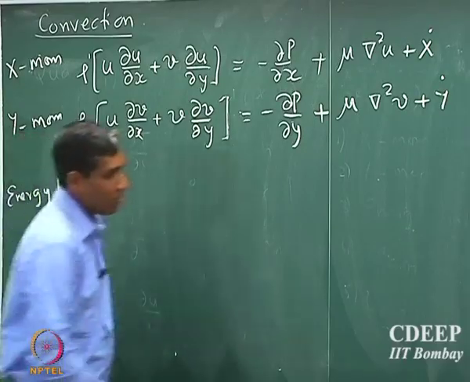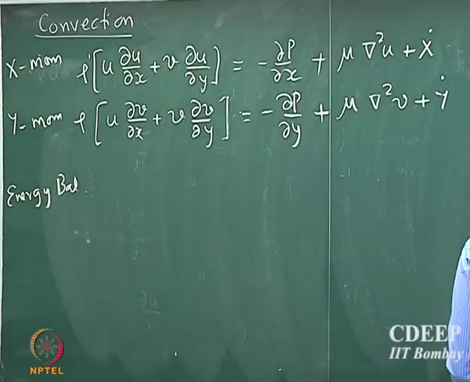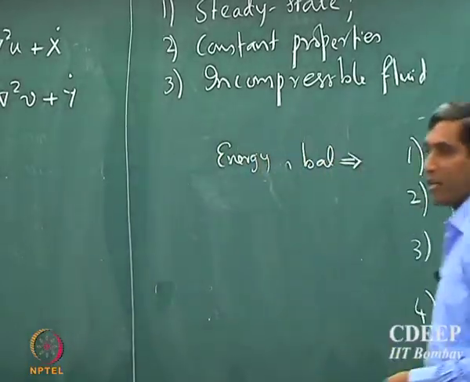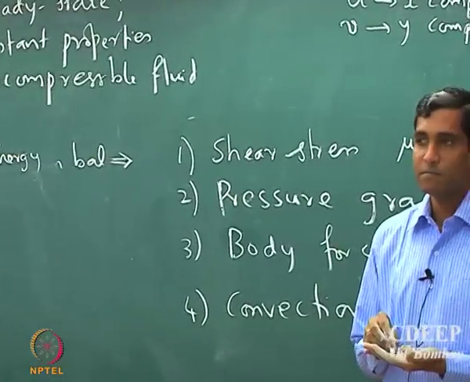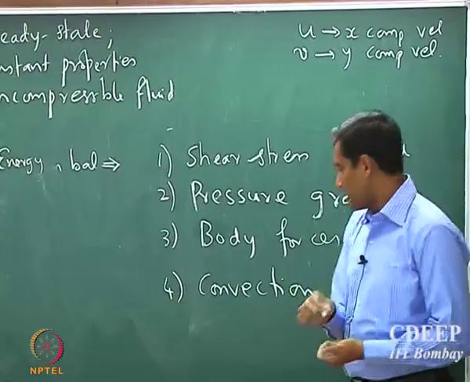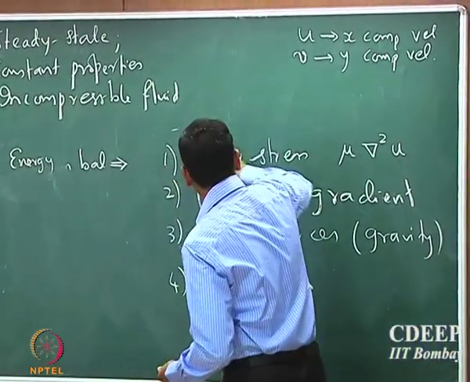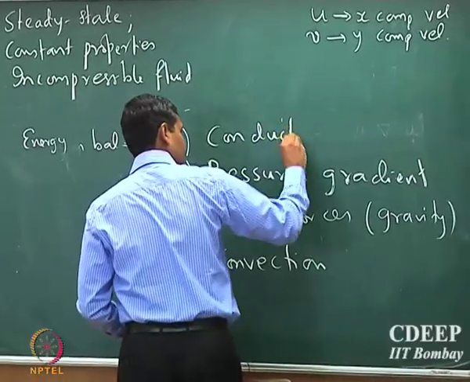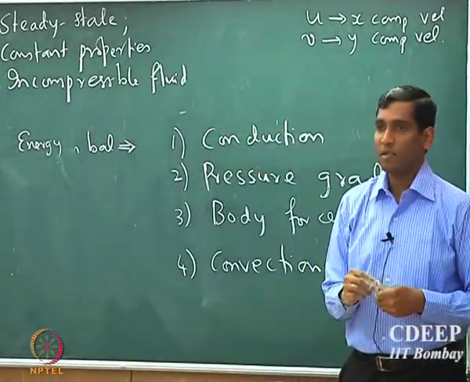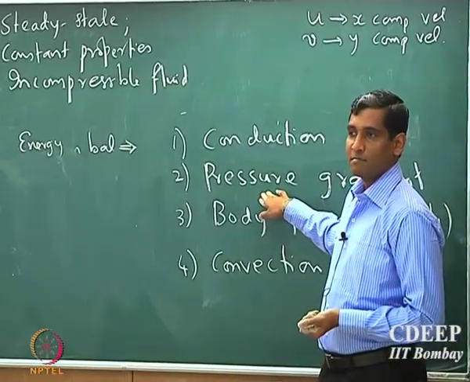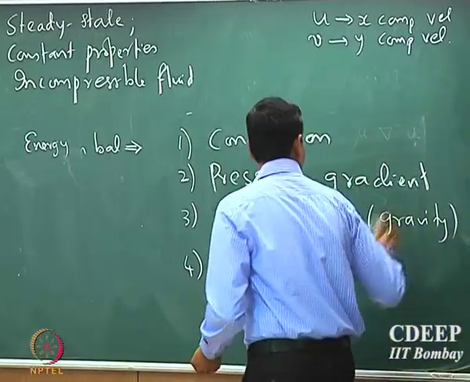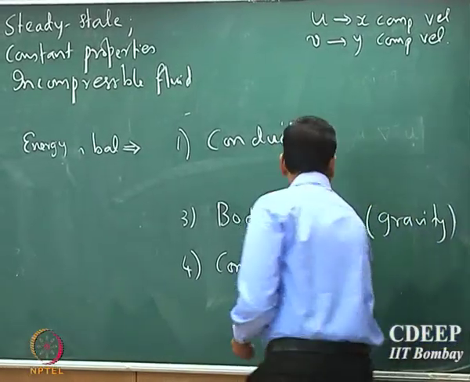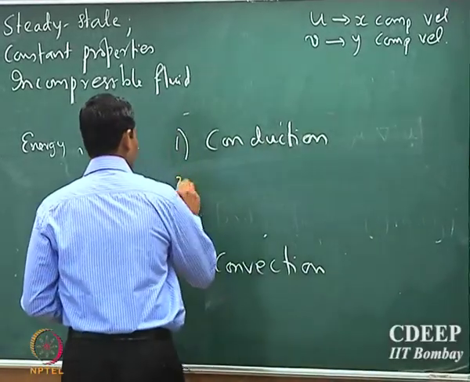Okay. So next we are going to write the energy balance. What are all the different terms involved in energy balance, different processes? Conduction. So instead of shear stress, it's conduction. Okay. What else? Will there be a pressure gradient? No, of course not. Okay. What else? Viscous dissipation. So you will have viscous dissipation.